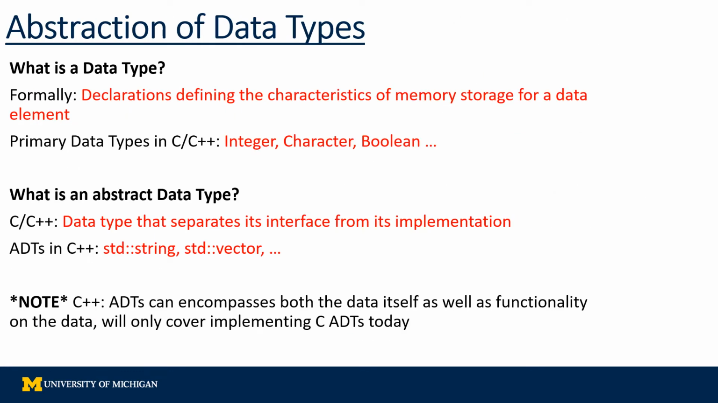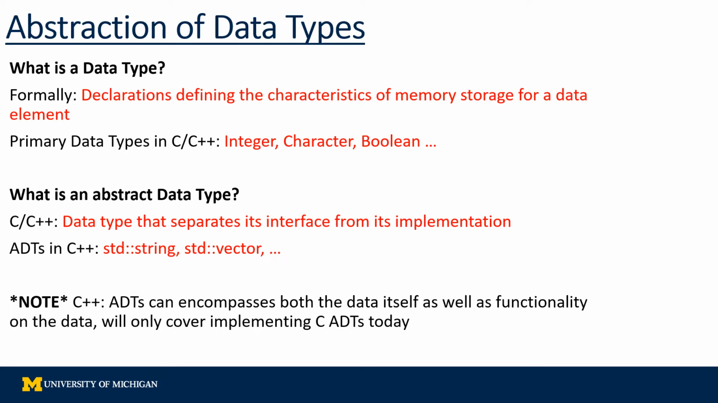Before talking about abstract data types, let's just review what a data type is in general. So formally, a data type is a declaration defining the characteristics of memory storage for a data element. Some examples that we've seen before are some of the primitive data types in C and C++, such as integers, characters, and booleans. Now, extending this idea of abstraction from the previous slides, an abstract data type is just a data type that separates its interface from its implementation. Some examples of abstract data types in C++ are the standard template string and vectors.